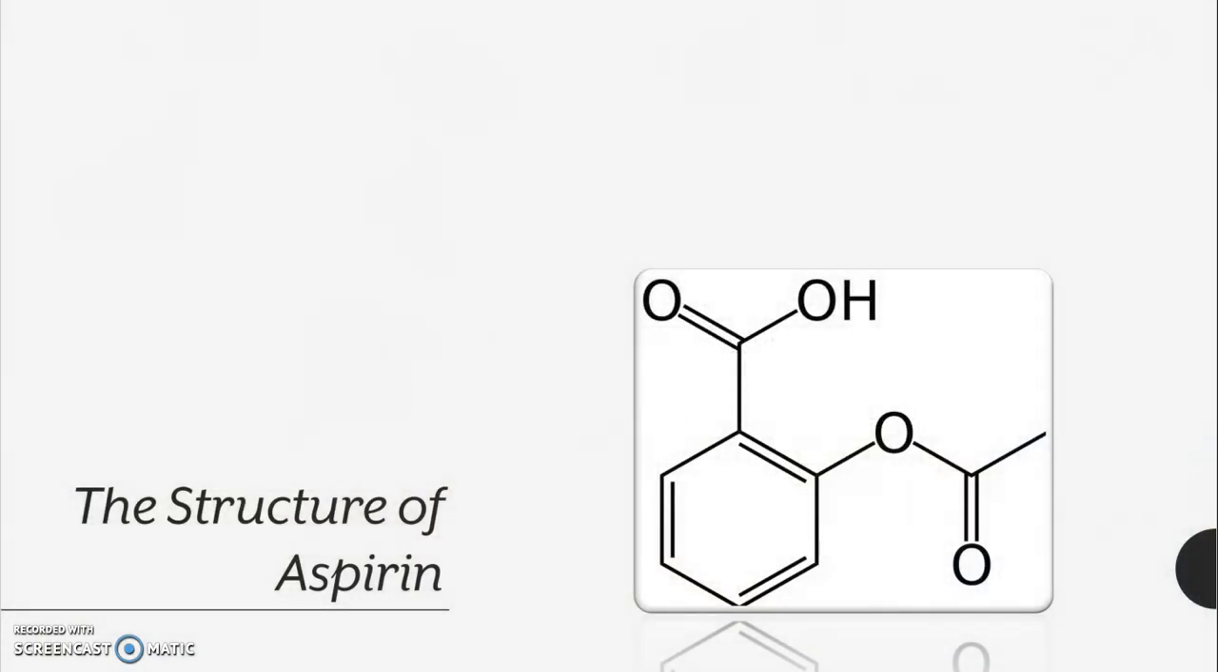Aspirin is classified as a non-steroidal anti-inflammatory drug, also known as an NSAID. It acts as an acetylating agent where an acetyl group is covalently attached to a serine residue in the active site of the cyclooxygenase COX enzyme.